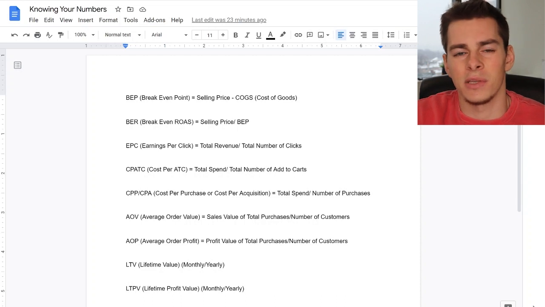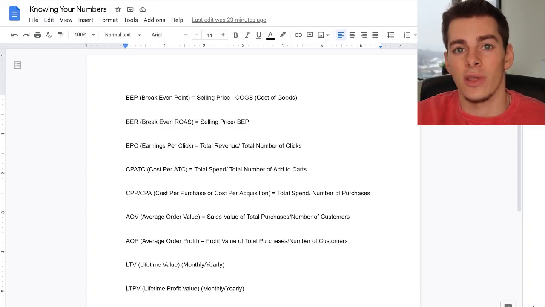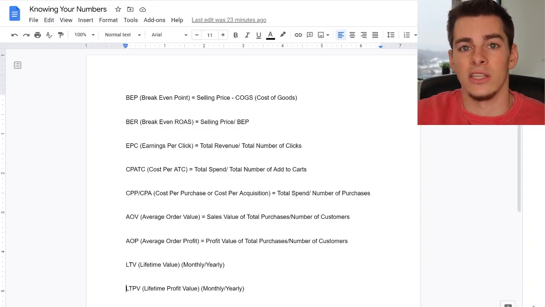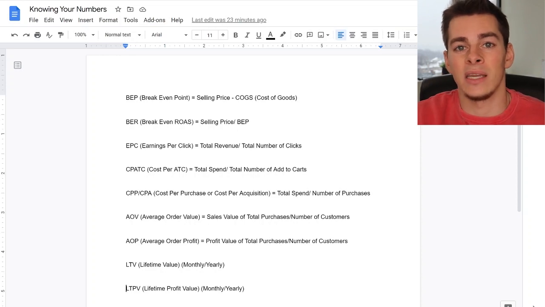Earnings per click is not something most people pay attention to, but it is a very simple formula and metric to calculate, and it's important to look at, because what we're doing when we're marketing is trying to establish patterns at low ad spend, so that those patterns are likely to continue at higher ad spend and remain profitable.